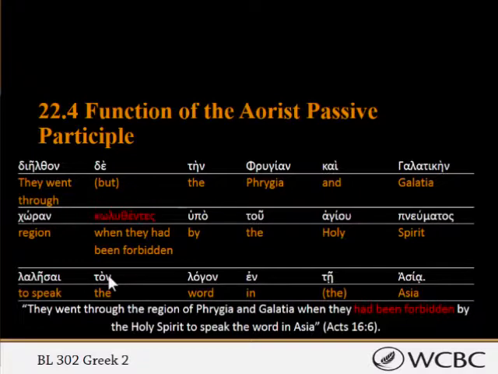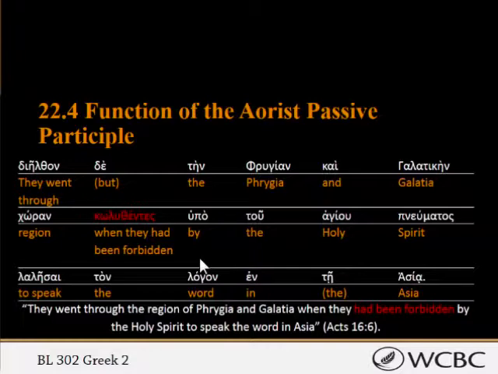So if we just look at the translation of the sentence, but when or now, they went through Perga and Galatia regions, or the regions of Perga and Galatia, when they had been forbidden, or after they had been forbidden by the Holy Spirit to speak the word in Asia. And so what we're doing here is we're trying to show that this is antecedent to the time of the main verb. So the main verb is that they went through the region of Perga and Galatia. That happened after they had been forbidden by the Holy Spirit to go to Asia.